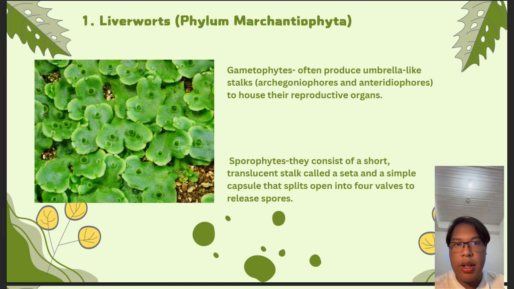Starting with its gametophyte, it produces umbrella-like stalks like archegoniophores and antheridiophores to house their reproductive organs. Their sporophytes, however, are quite modest as they consist of a short, translucent stalk called a seta and a simple capsule that splits open into 4 valves to release spores.